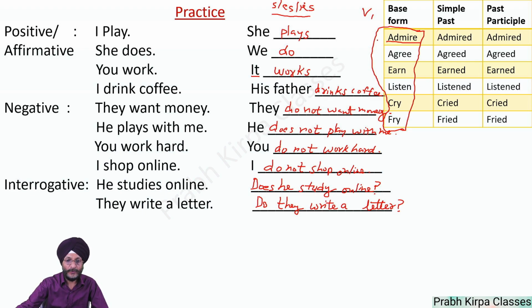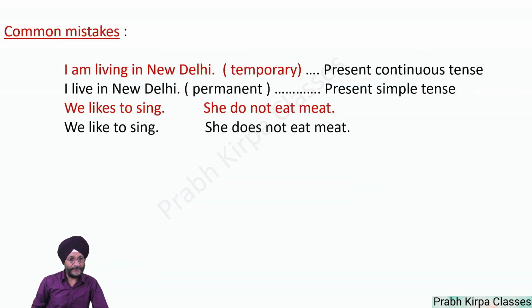And we also have to add s, es, or ies as the case deems fit. Common mistakes. We make some common mistakes in this tense. For example, I am living in New Delhi. It may be possible that we may be living there temporarily, we may be shifting there, and it is present continuous tense.